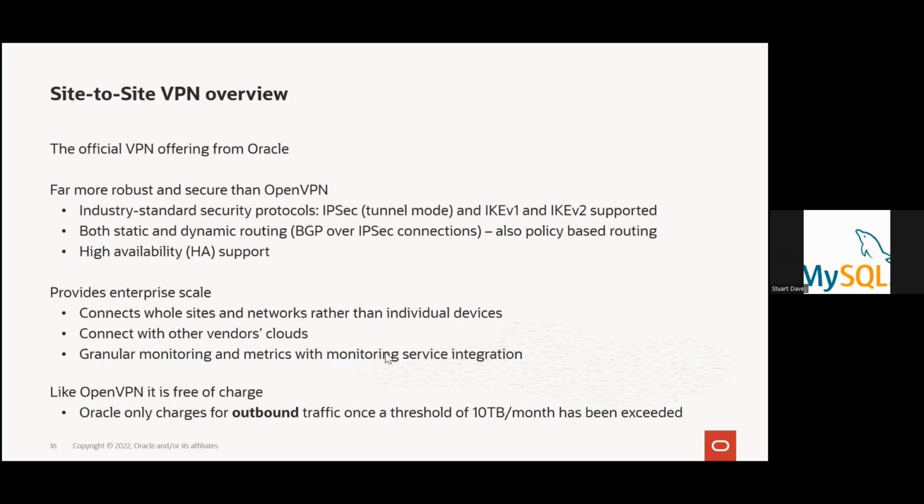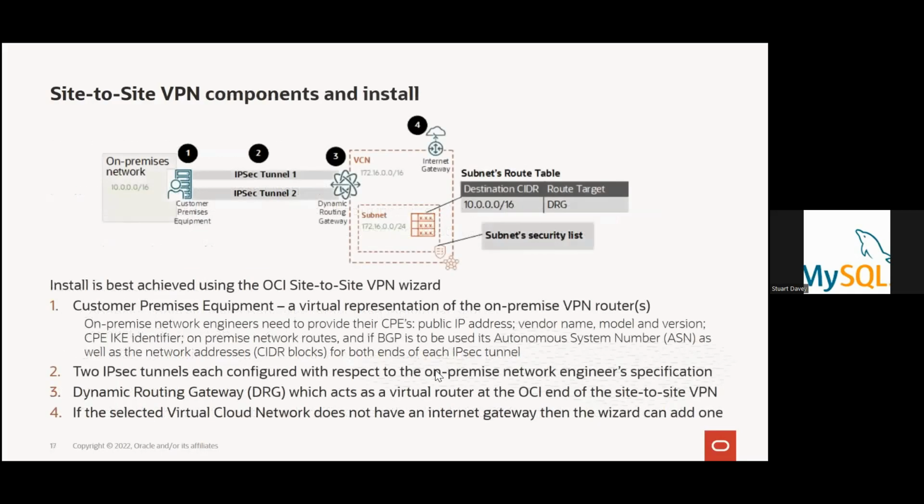So you don't pay for any data until you actually reach a threshold of 10 terabytes a month. So once you've actually shipped 10 terabytes out of the Oracle cloud a month, then you'll start getting charged per gigabyte, as it were. There's no charge for data ingress. Compare and contrast with Amazon. They charge for everything.